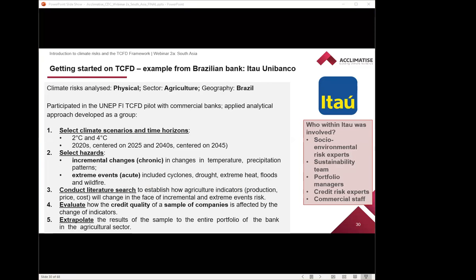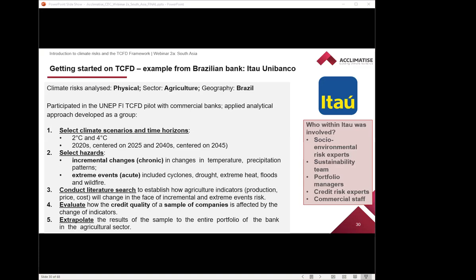And essentially, it's an example from Itaú Unibanco, which is a bank in Brazil. And this bank participated in the Unipify TCFD pilot, which Unipify is the United Nations Environment Program Finance Initiative. If you're not familiar, I'll come on to that in a minute. They had a TCFD pilot with 16 commercial banks, and Itaú was one of them. Acclimatise and other consultants helped support this group of banks to develop an early methodology for analyzing physical climate risks and transition risks. So this example I'll talk you through really briefly for the sake of time is Itaú's physical risk analysis that they did for the agriculture sector in Brazil.